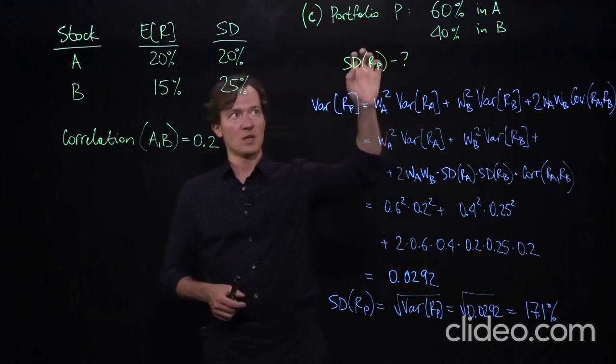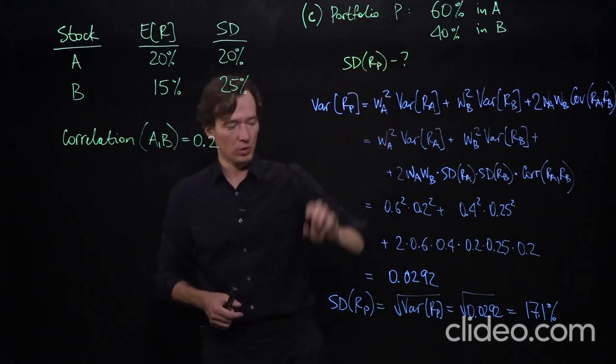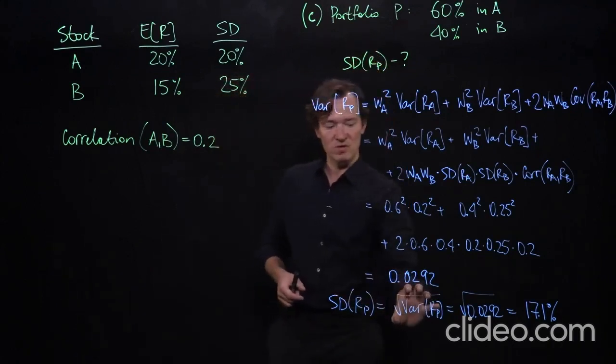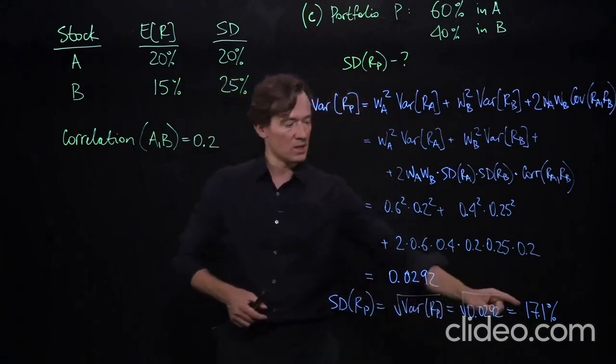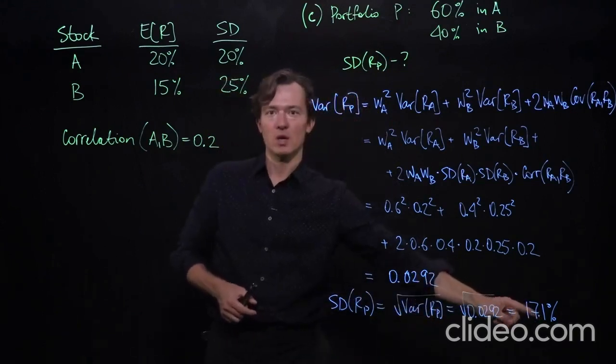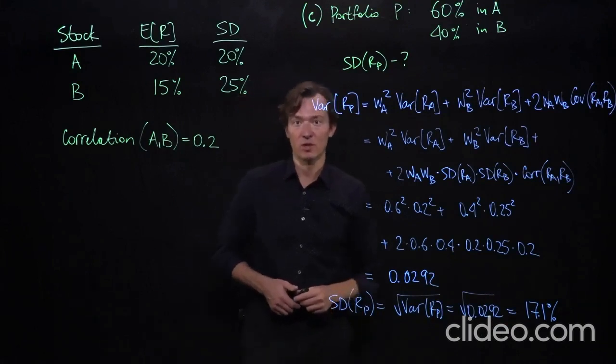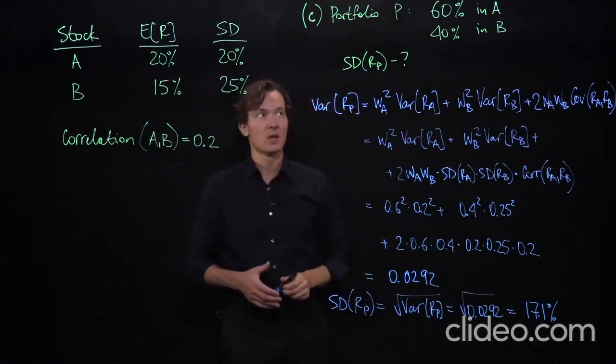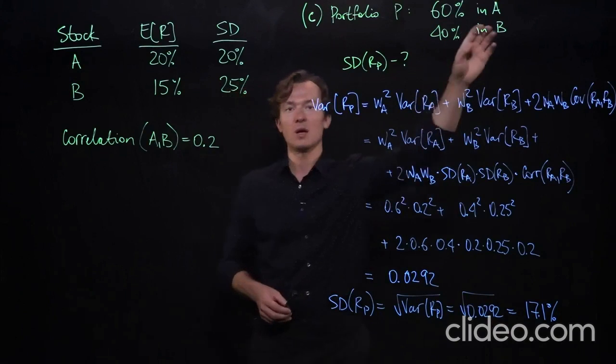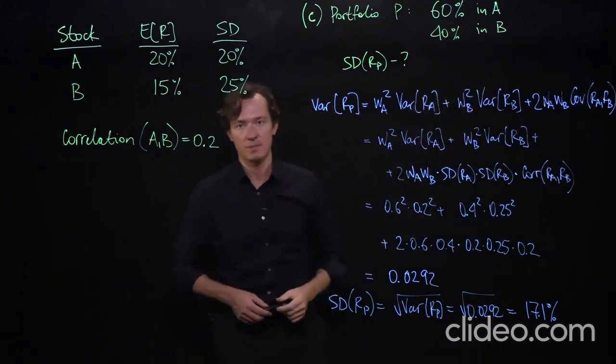Since the question asks us to find the standard deviation, what we do is take the square root of this variance, and we get 17.1%. So this is the standard deviation of the returns of the portfolio P, which invests 60% into stock A and 40% into stock B.